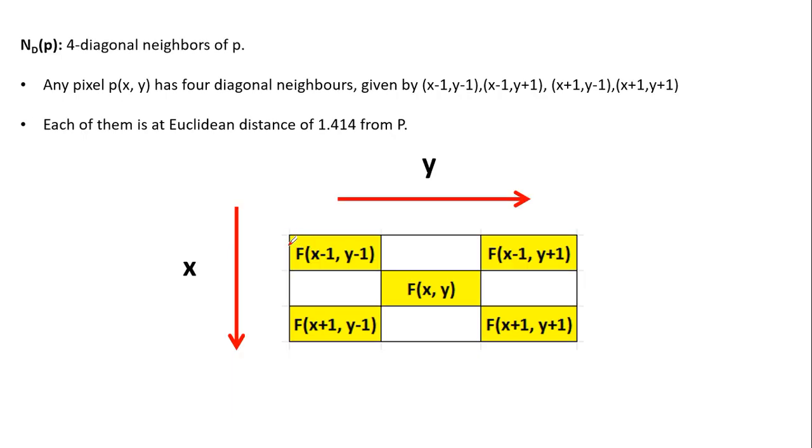Now ND(P), 4 diagonal neighbors of P. Any pixel P(x,y) has 4 diagonal neighbors like this. So their coordinates are f(x-1,y-1). This is f(x+1,y+1). Here x is decremented and y is incremented, that is f(x-1,y+1), and here it is f(x+1,y-1). So these are the diagonal neighbors of this pixel f(x,y). Each of them is at a Euclidean distance of 1.41. So if we take the Euclidean distance between these 2 points, we get the answer as 1.41 from the pixel f.